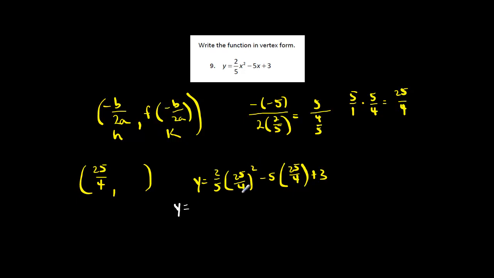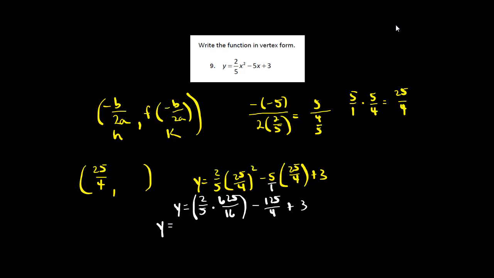(25/4) squared. That's going to be 25 squared, which is 625. So we're going to have 2/5 times 625 over 4 squared, which is 16. We're going to have all of that minus 5 over 1 times 25 over 4. So 5 times 25 is 125 over 4 plus 3.